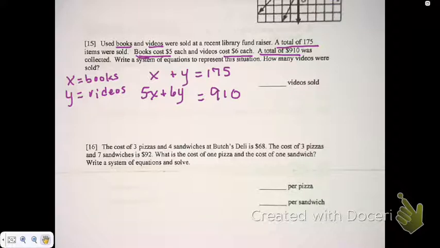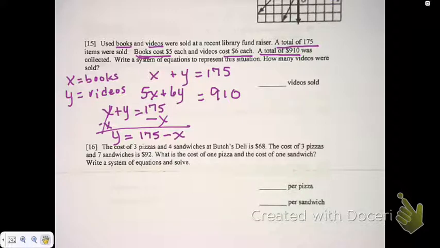Okay, then you would solve it just like we've been doing with substitution for systems of equations. And whatever Y equaled would be your number of videos sold. Alright, so I'll do this one with you. I'll solve this one. So we've got X plus Y equals 175. Do you want to solve it for X or for Y? It doesn't matter. Y? Okay. So I'm going to subtract X from both sides. And I get Y equals 175 minus X. Or negative X plus 175.